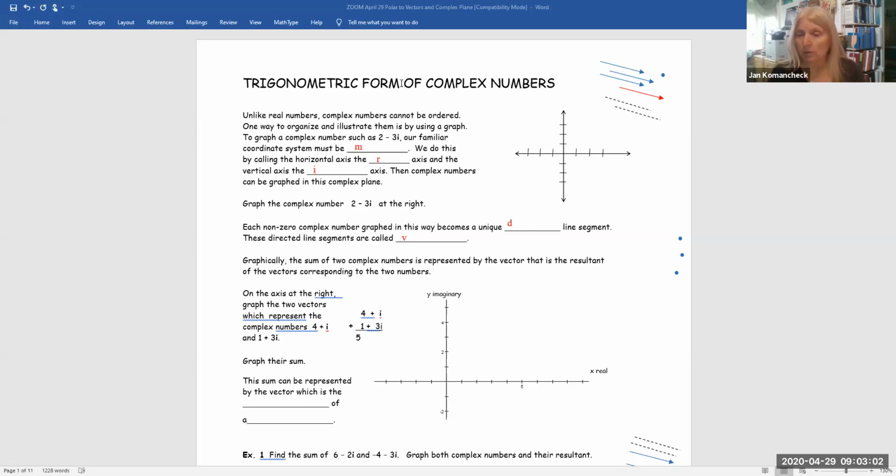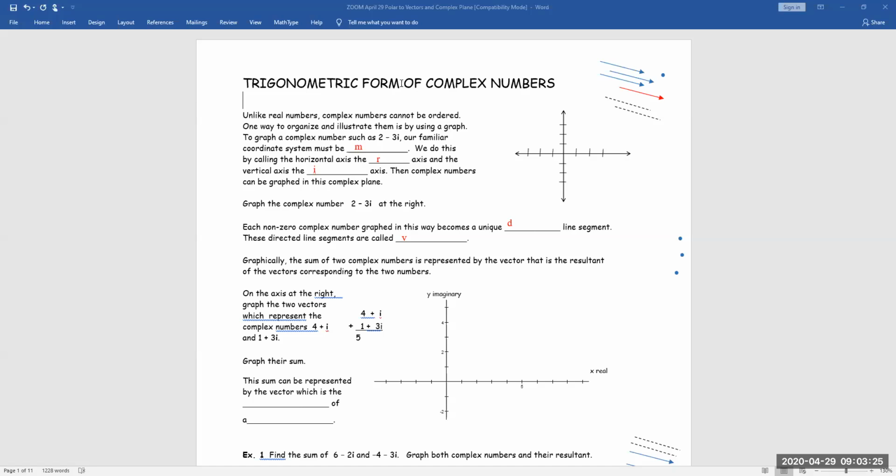It could be a real number, it could be part imaginary, but a plus bi is what we call a complex number. So unlike real numbers, complex numbers cannot be ordered. For example, in the real numbers, you can say I've got 1, 2, 3, 4, I've got -1, -2, -3, and I can order those numbers. Well, complex numbers cannot be ordered. I can't say 3 plus 2i is larger than 3 plus 1i. So I just don't order the complex numbers.